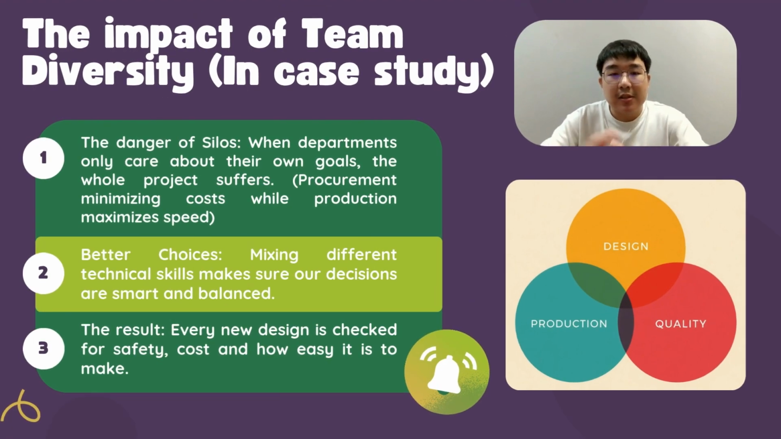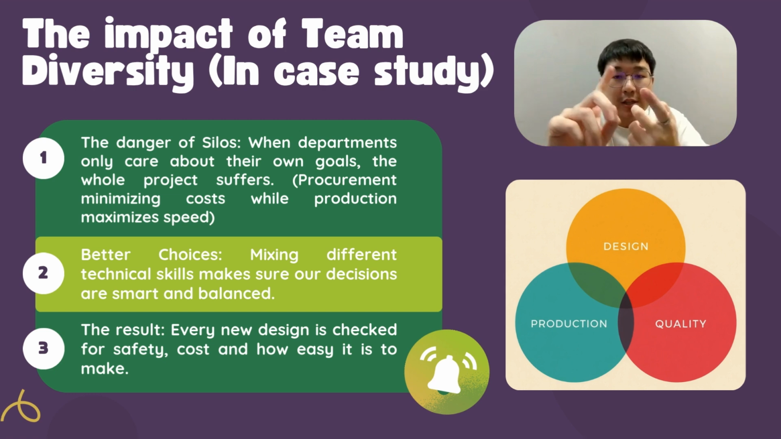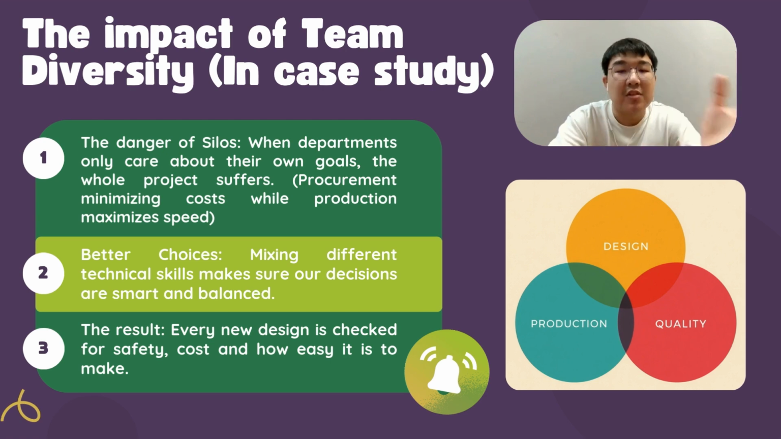Next, I want to discuss the impact of team diversity, starting with the case study context versus the student group. I will start with the case study first. The danger of silos, which is working alone, becomes obvious when the departments only care about their own goal, like procurement minimizing costs, and the production maximizing the speed, the whole project suffers. By mixing technical skills, we ensure our decisions are smart and balanced. The result is that every new design is checked for safety, cost, and manufacturability.